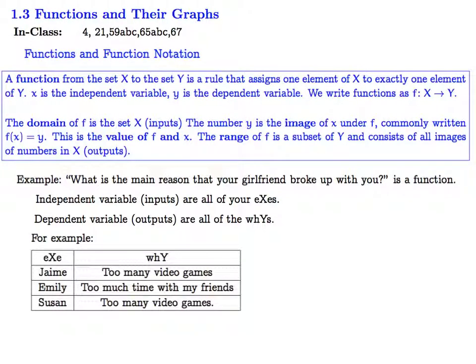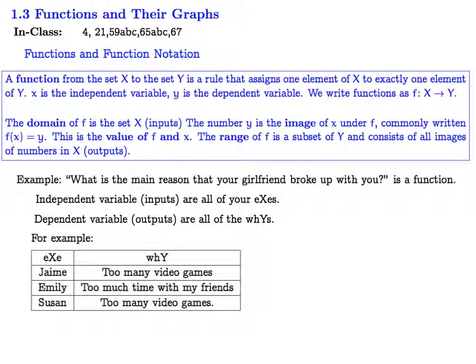And here's a real concrete example of this. Here we've got different x's, Jamie, Emily, Susan. I apologize if anyone has the same names in class. These are made up. And the reason why they broke up with me, Jamie said I played too many video games, Emily said I spent too much time with my friends, and Susan also said too many video games.